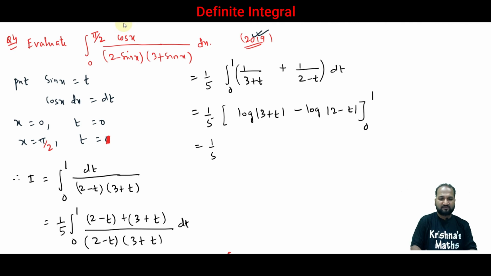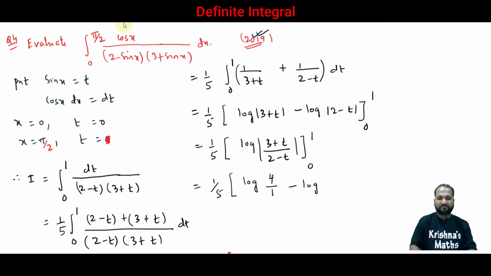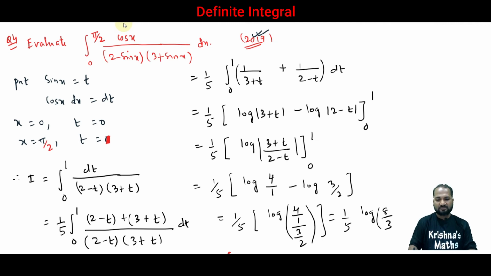So this is equal to 1 by 5 log of (3 plus t) divided by (2 minus t), and this is from 0 to 1. So this is equal to 1 by 5 into log of 3 plus 1 which is 4, over 2 minus 1 which is 1, minus log of t at 0 which gives 3 by 2. Log m minus log n equals log m by n. So log of 4 by 1 divided by 3 by 2, this is equal to log of 8 by 3. So this is your answer.